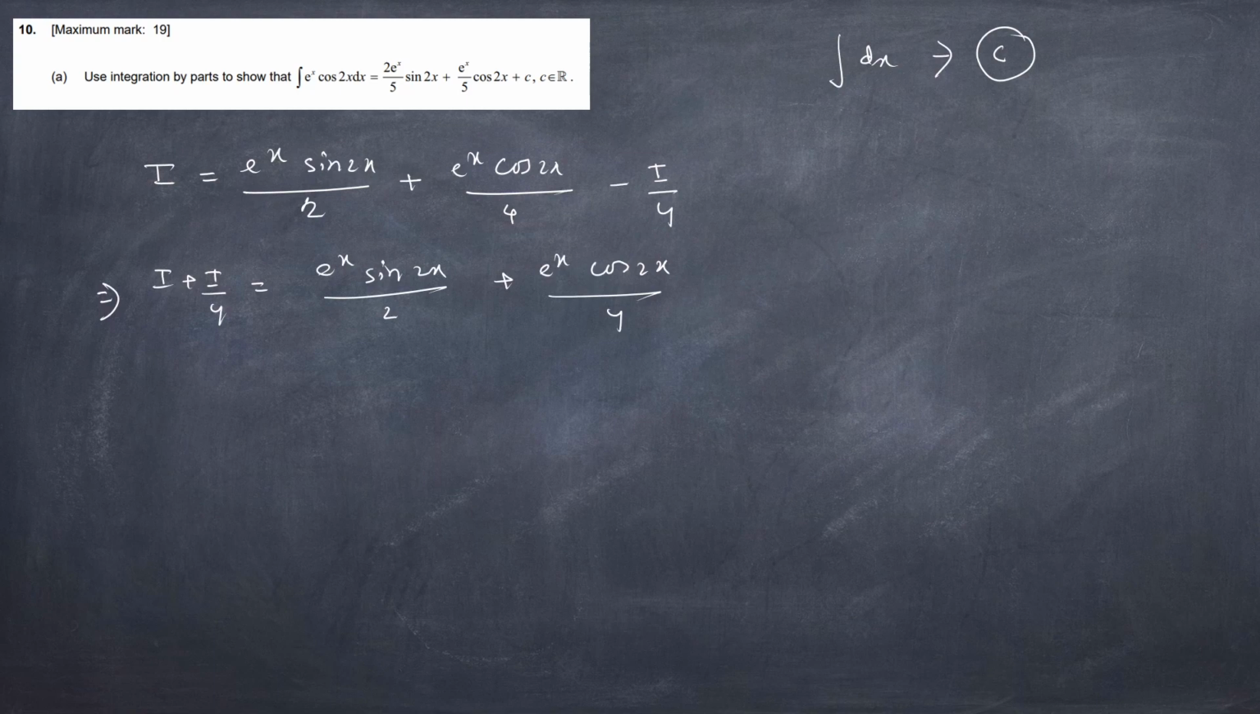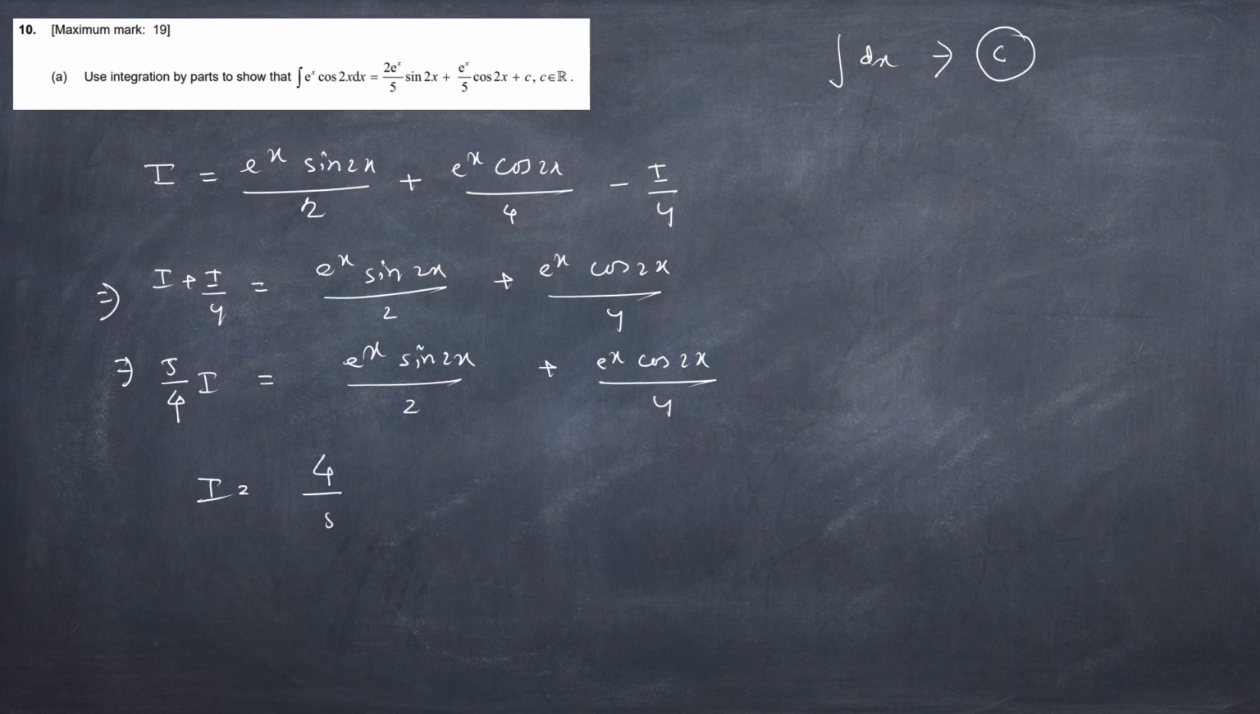So now it will be 5 by 4 I is equal to e to the power x sine 2x divided by 2 plus e to the power x cos 2x divided by 4. So I is basically the integration that we need to find out. So I is equal to, now it is 4 by 5 into e to the power x sin 2x divided by 2 plus e to the power x cos 2x divided by 4.